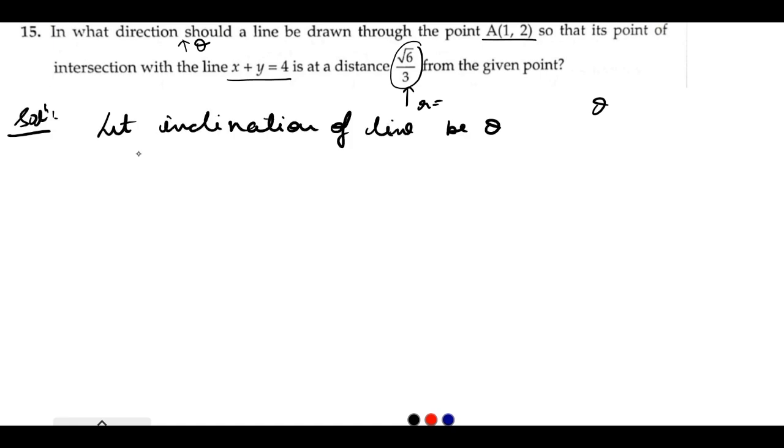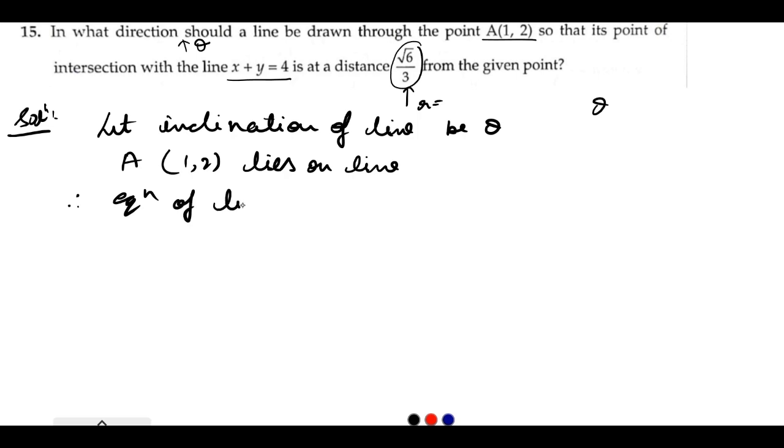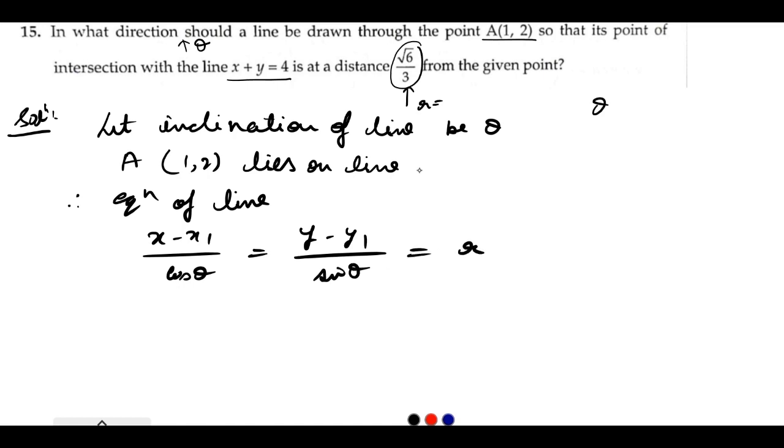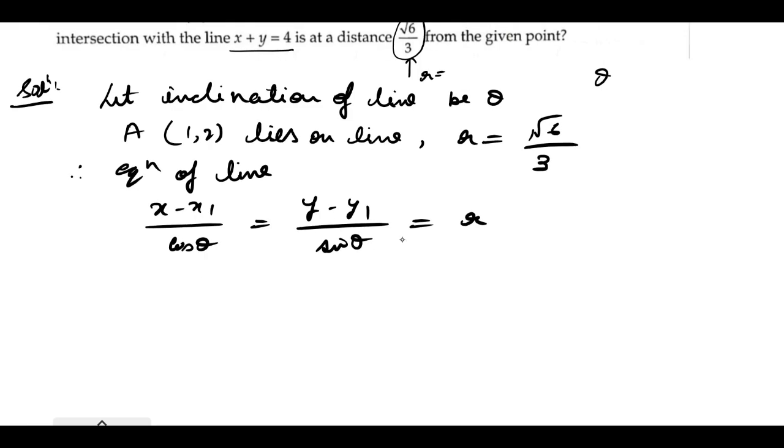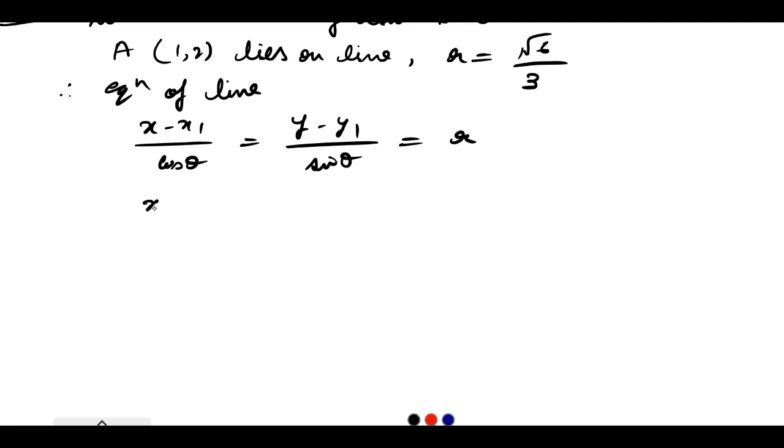Then the line is passing through point A. Therefore, the equation of the line will be in symmetrical form: (x minus x1) upon cos theta is equal to (y minus y1) upon sin theta is equal to R, and R here is under root 6 upon 3. x1 is 1, the x coordinate of A, and y1 is 2.